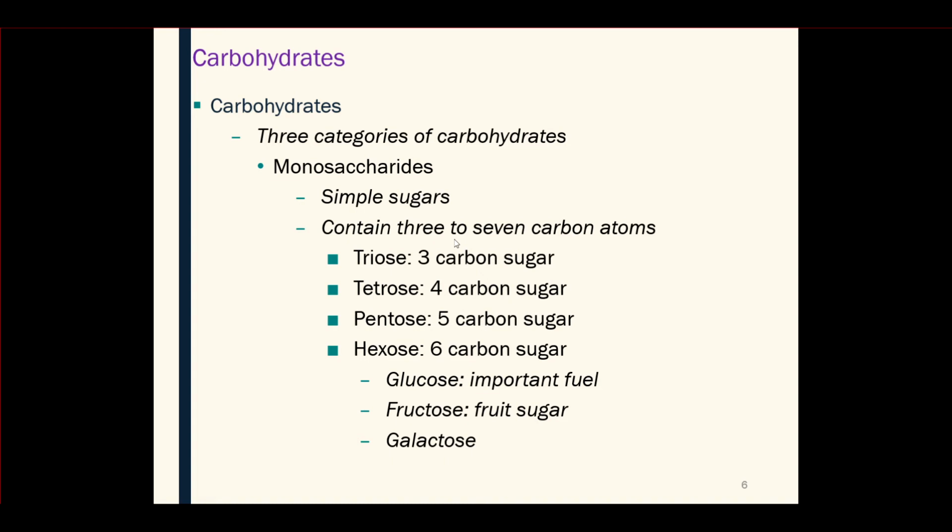So just as an example to name them, a 3-carbon sugar we can consider a triose, right? Tri meaning 3. A 4-carbon sugar would be a tetrose. A 5-carbon sugar, penta is 5, so that would be a pentose. These we're going to see when we do DNA and RNA. And then hexoses are going to be 6-carbon sugars. And the three that we're going to look at are glucose, fructose, and galactose. Galactose we're going to see is actually a part of milk sugar.